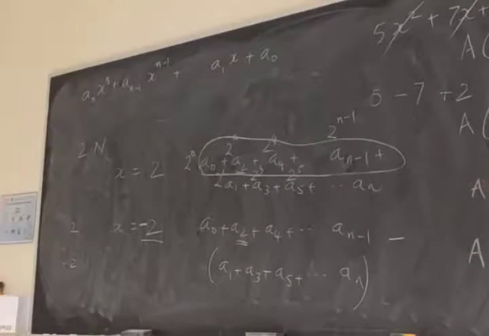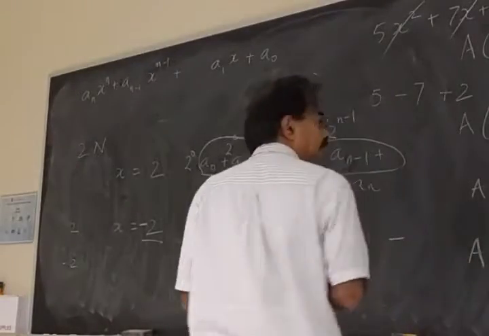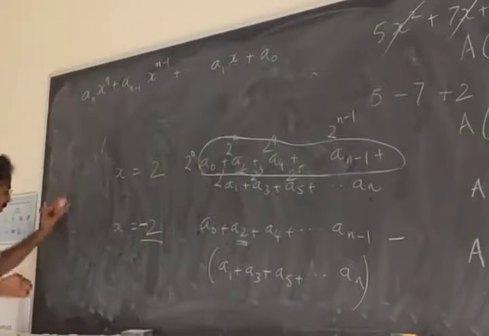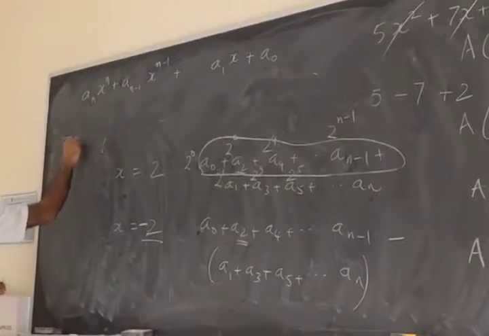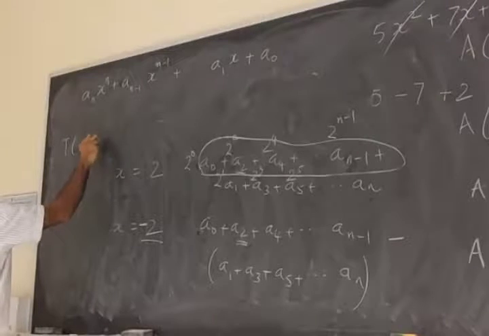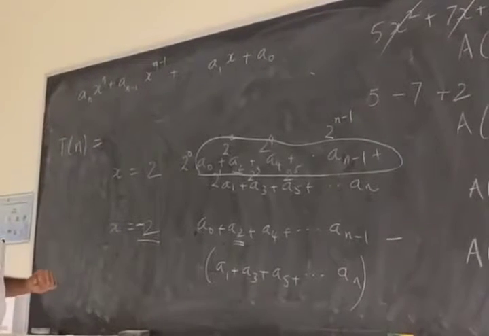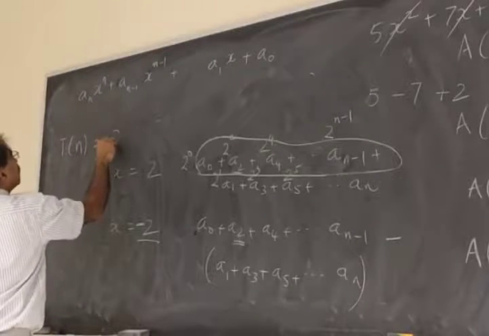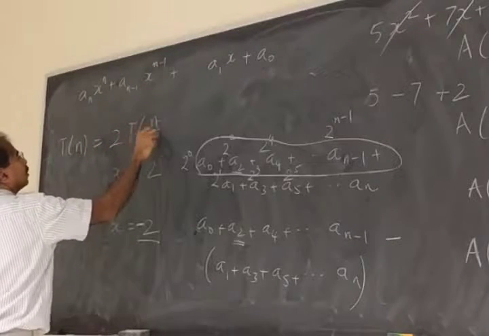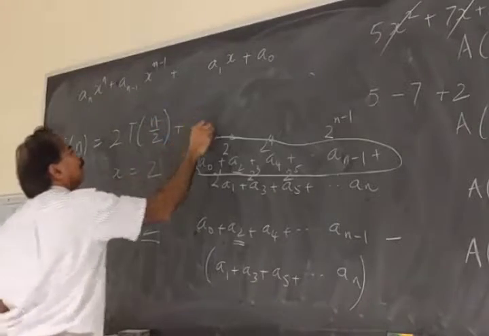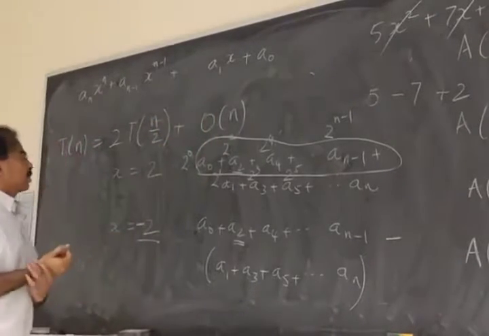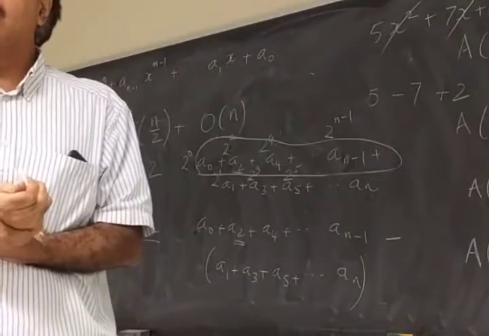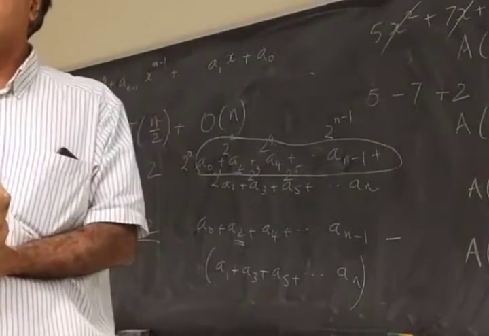will have the recurrence of, you get something that says something like this, 2T of n by 2 plus O of n, and if you solve that, that is just an n log n algorithm, right?